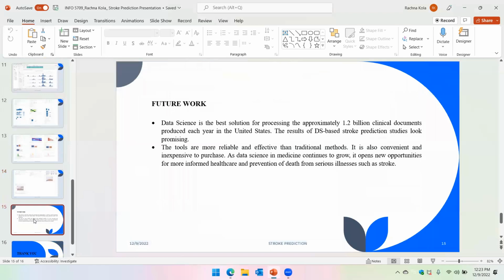And then coming to the future work, I hope the architecture of AML would help ordinary people to determine the likelihood of having a stroke in the patients. Thank you.